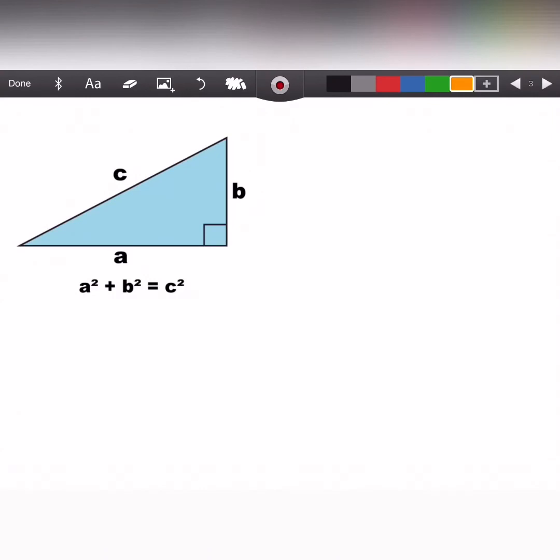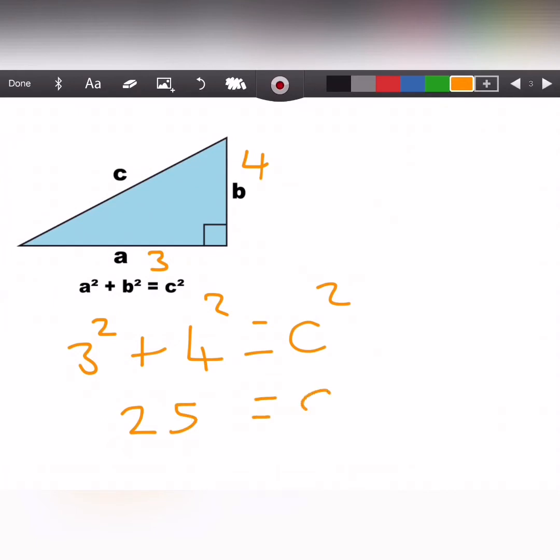So here's my triangle. Let's say a equals 3 and b equals 4. If we want to find the missing side c, we would do 3 squared plus 4 squared equals c squared. So 25 equals c squared. c would equal the square root of 25, which would be 5.